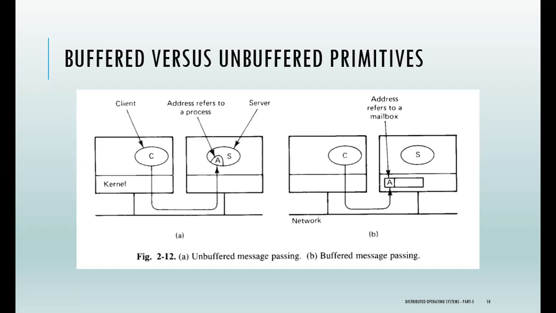The problem arises when the send is done before the receive. How does the server kernel know which of its processes is using the address in the newly arrived message, and how does it know where to copy the message?